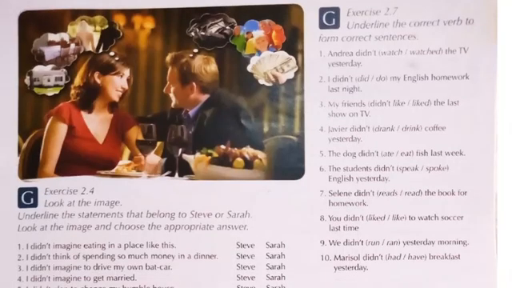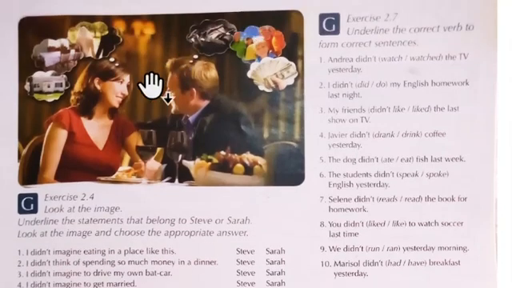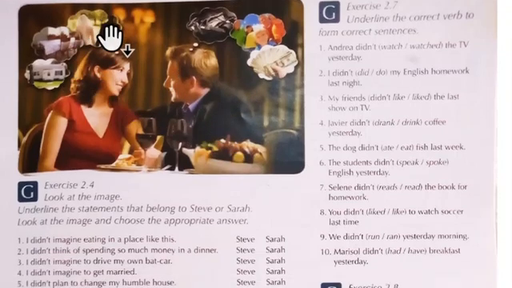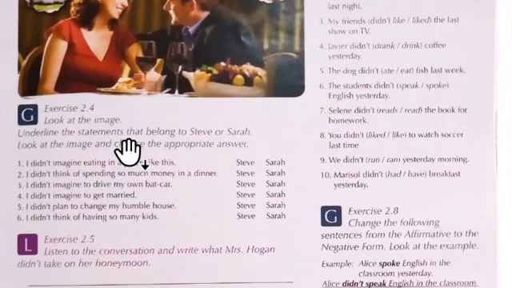Now, on exercise 2.4, it says, look at the image. Underline the statements that belong to Steve or Sarah and look at the image and choose the appropriate answer. Now, you have a picture of Sarah and Steve, and you have different activities that they imagined, that they thought. Okay, now you have to decide which person every single sentence belongs to.